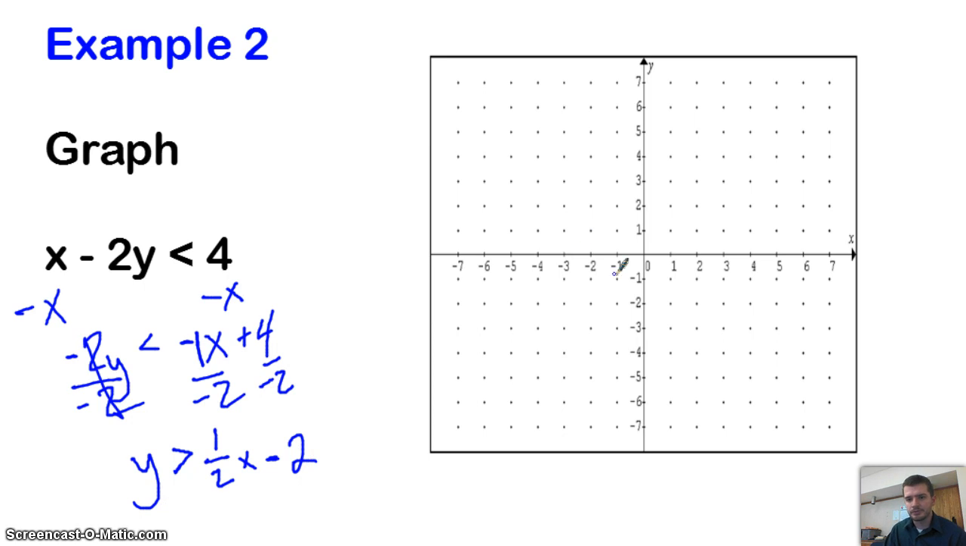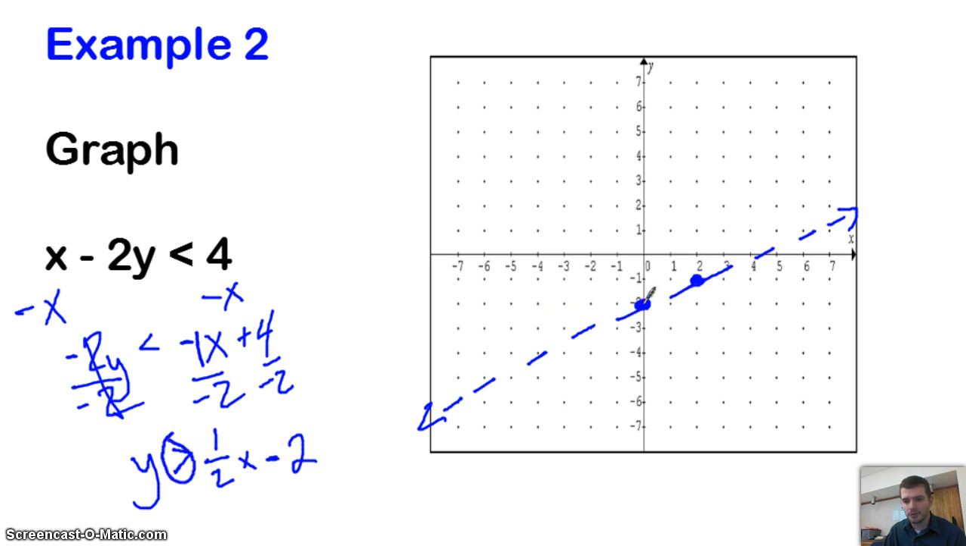So let's go ahead and graph it. So we will start at -2 right here. And I'm going to go up 1 and over 2. And then again, now you look at your inequality symbol. In this case, it's greater than, so it's going to be dotted again. Make sure you extend your lines to the edges of your graph. And then again, we look to the inequality again. This time it's greater than.